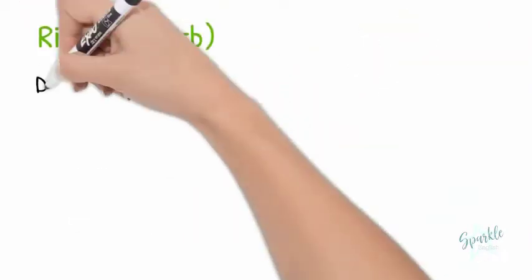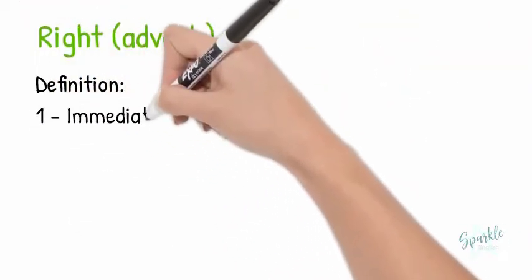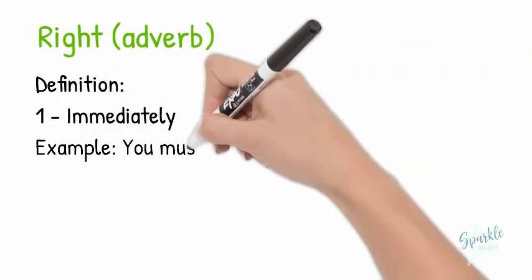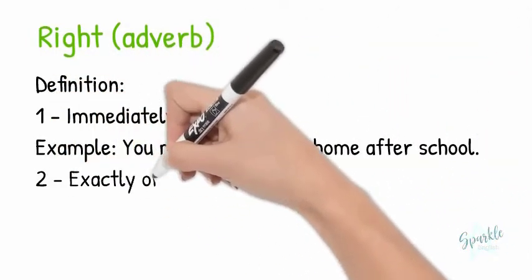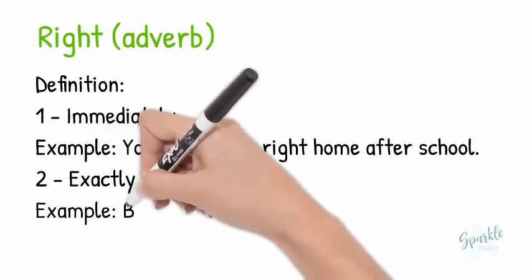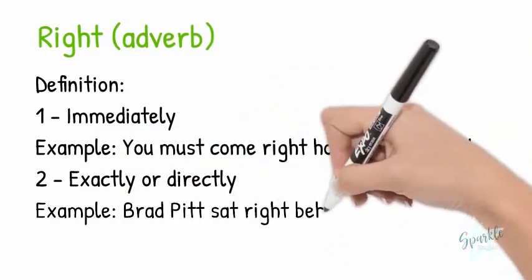Right as an adverb can mean immediately. Example: you must come right home after school. It can also mean exactly or directly. Example: Brad Pitt sat right behind me at the cinema.